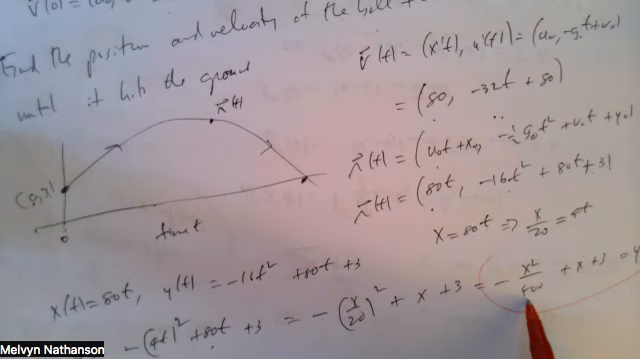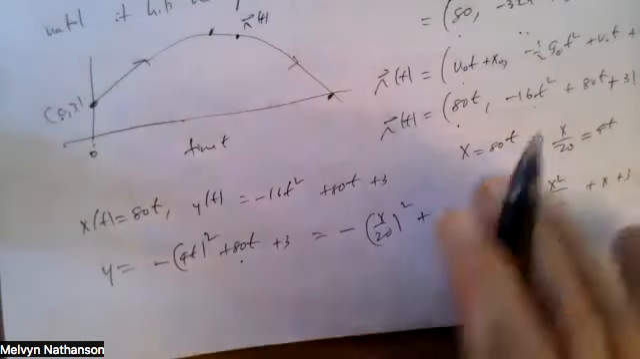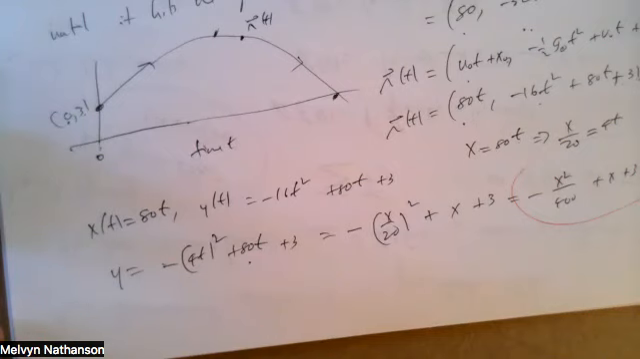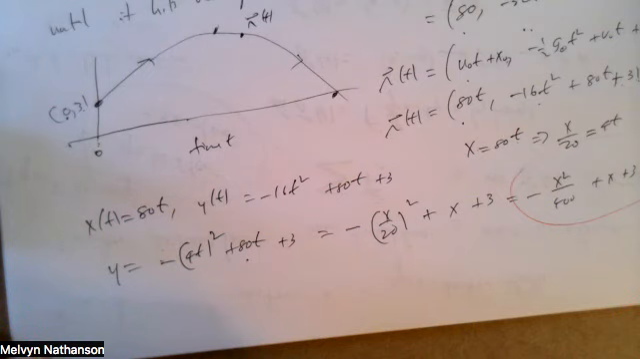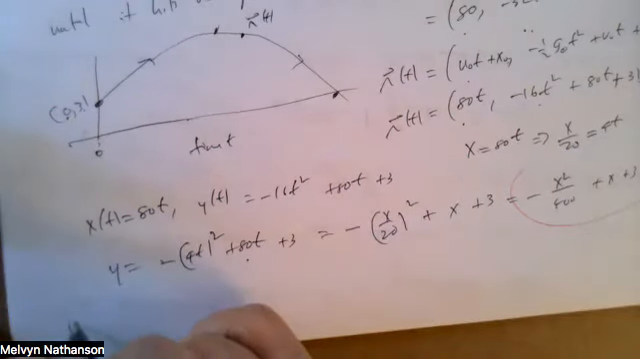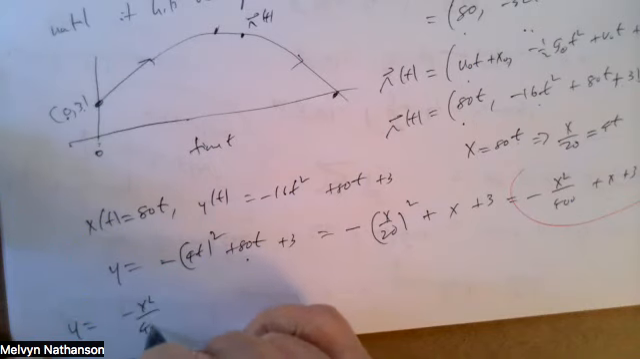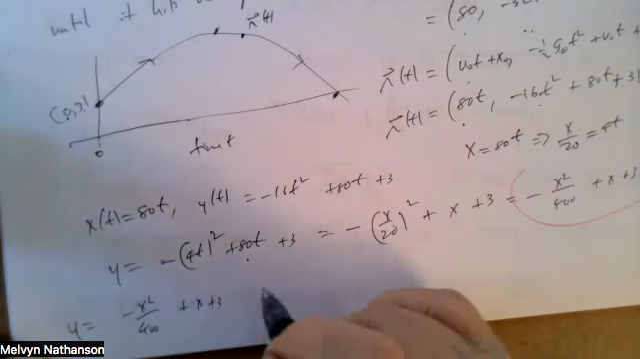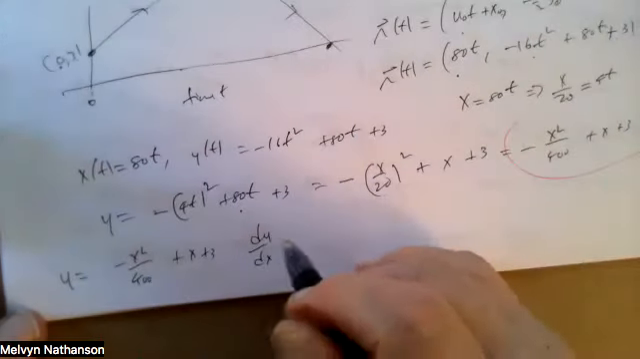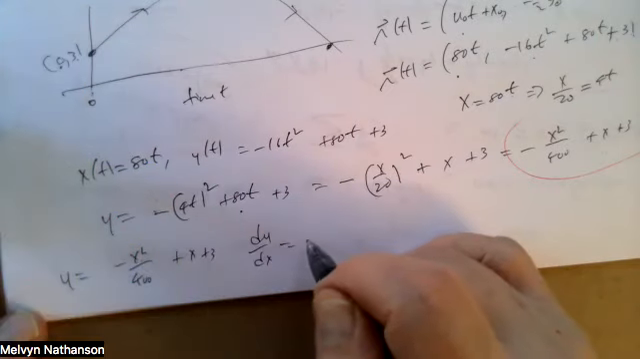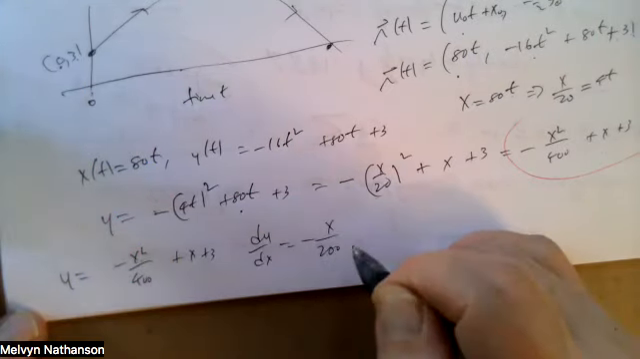If you graph y as a function of x, this is a parabola. It's a quadratic equation with a negative coefficient, opening down. What is the maximum height the ball gets to? Well, we can do it in either of two ways. If we use this equation, y is minus x squared over 400 plus x plus 3. So dy dx, if I differentiate, the derivative of x squared is 2x, I get minus x over 200 plus 1.